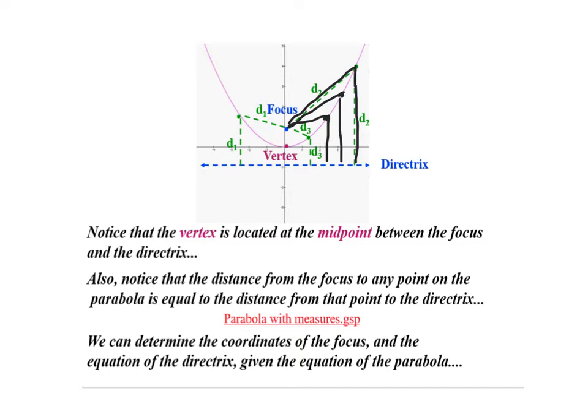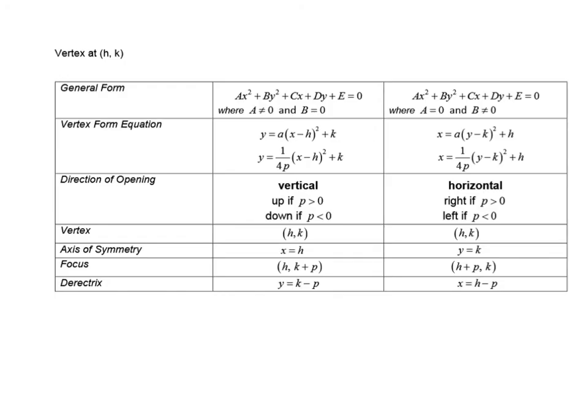We can determine the coordinates of the focus and the equation of the directrix given the equation of the parabola. So when I give you the equation of the parabola, we'll be able to use some formulas and find the different values for the axis of symmetry, the vertex, the focus, and the directrix. And that's what we're going to be doing today. All right, now you're going to find that this table is very handy. I also gave you a hard copy of some notes that I made for you to use as well to help you when you're working these problems.